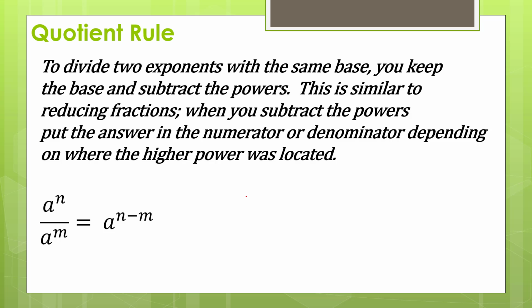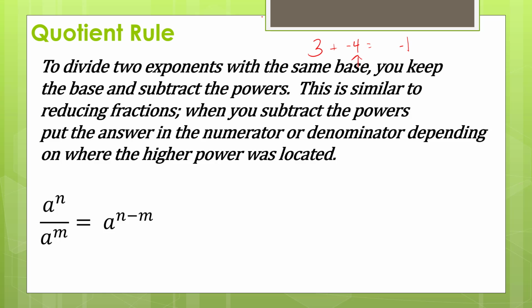To divide 2 exponents with the same base, you keep the base and subtract the powers. This is similar to reducing fractions. When you subtract the powers, put the answer in the numerator or denominator depending on where the higher power was located. So this is a lot like adding and subtracting integers. Remember that when you had 3 plus negative 4, we find the difference between the two, which is 1, and we keep the sign of the larger absolute value number, which is 4. So we keep its sign. This kind of works in a similar way.